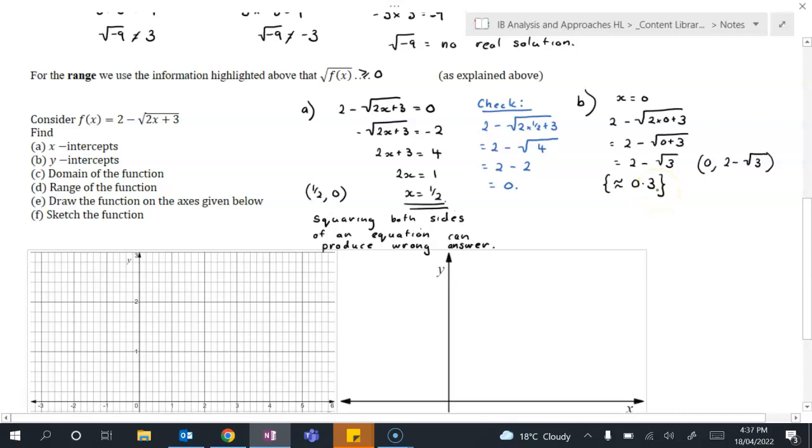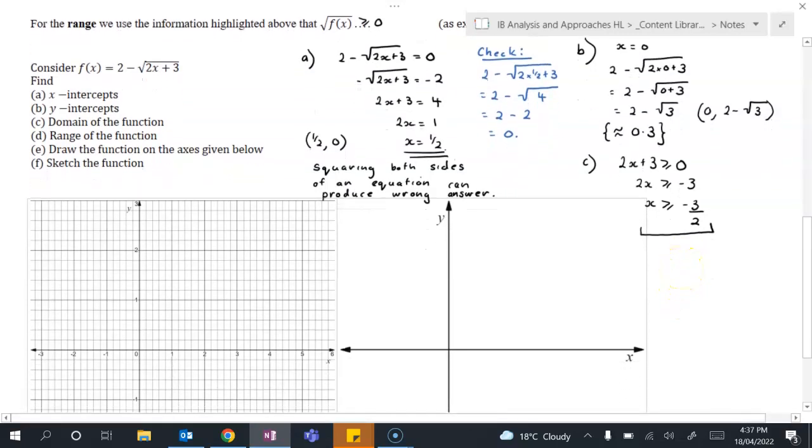Okay, now the domain of the function. Well, 2x plus 3 has to be greater than or equal to 0. So if I consider this, 2x has to be greater than or equal to minus 3, so x has to be greater than or equal to minus 3 on 2. That's my domain. It simply comes from the fact that 2x plus 3 cannot be negative.